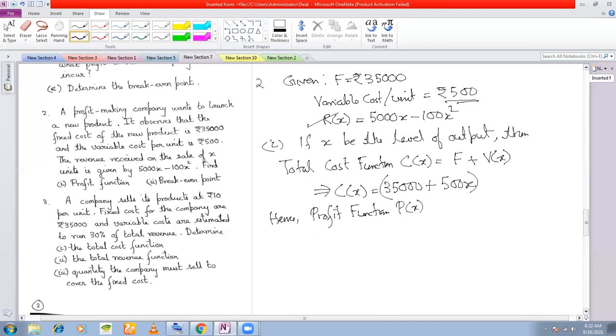Hence, the profit function P(x) is equal to revenue function minus cost function. That means P(x) is equal to 5,000x minus 100x square minus 35,000 plus 500x. Okay. Open the brackets.